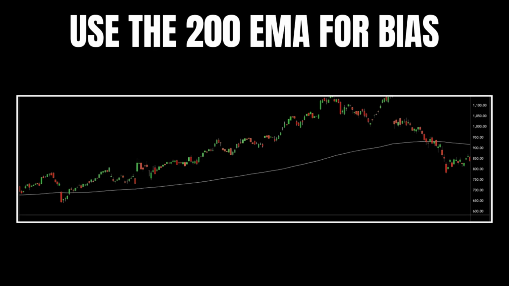So we're going to filter out most of the noise. We're going to add one more thing, and that is simply the 200-period EMA. This has historically been seen as a definitive line in the sand between a long-term bull and a long-term bear market.